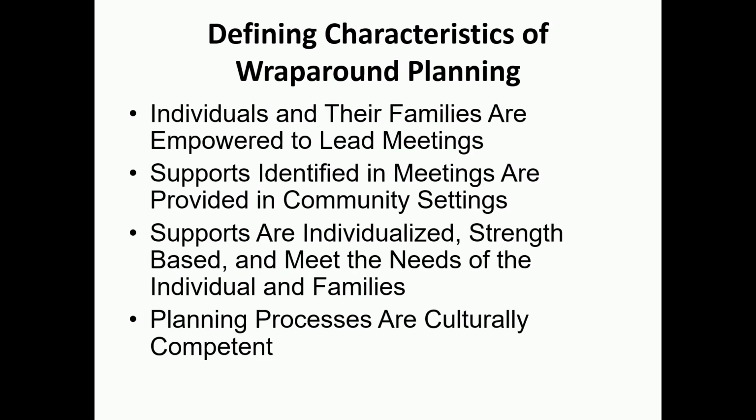So, defining characteristics of wraparound planning. What kind of support does the family or person need to be successful? Are they supports within the community? Are they supports within an organization? How do we build that scaffolding around the person to support them in their own community?